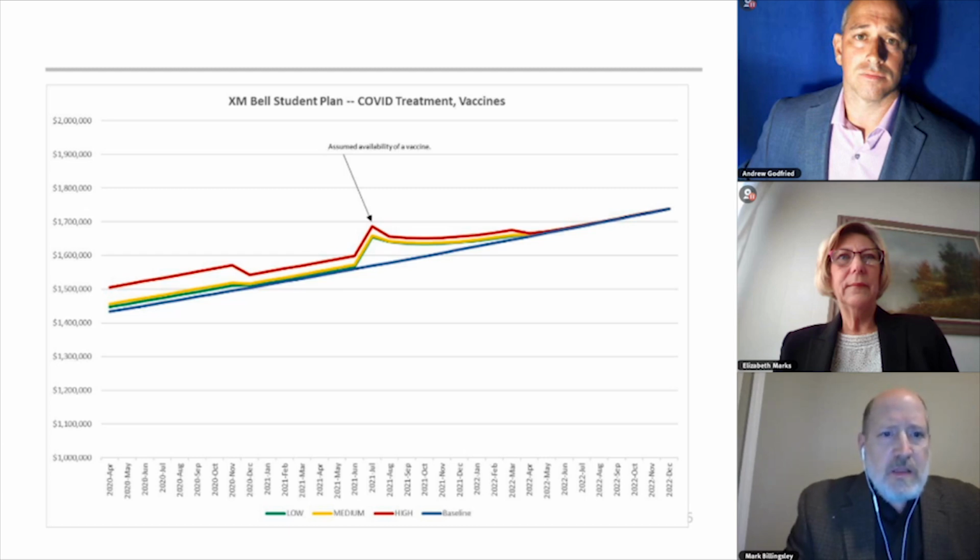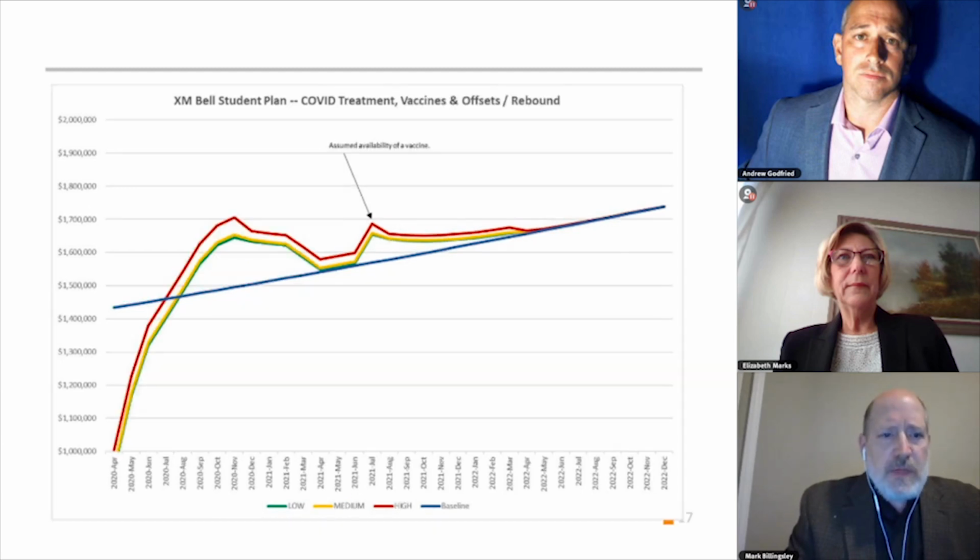Combining with the deferral and rebound of care, you can see again, we expect a peak during the winter next year, but the peak for this type of plan will be significantly lower, and overall it will be significantly less than the amount of deferred care in the first half of 2020.